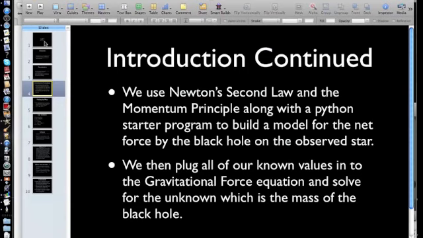We use Newton's second law and the momentum principle along with the Python starter program to build a model for the net force by the black hole on the observed star. We then plug all of our known values into the gravitational force equation and solve for the unknown, which is the mass of the black hole.